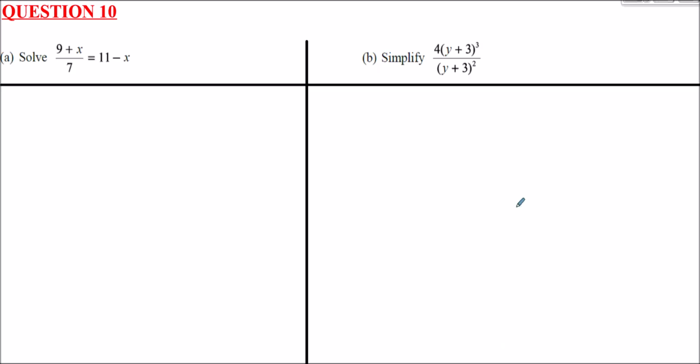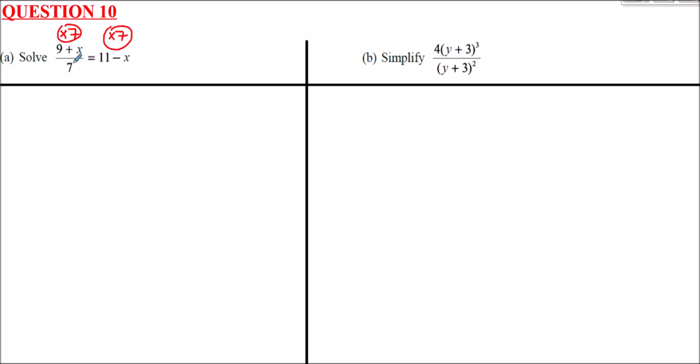Question 10, some solving equations and simplifying. So this first one, solve (9 plus x) over 7 equals 11 minus x. Decisions, decisions, decisions. The first thing I'd suggest to do would be to just get rid of this fraction here, get rid of dividing by 7 by multiplying both sides of this equation by 7.